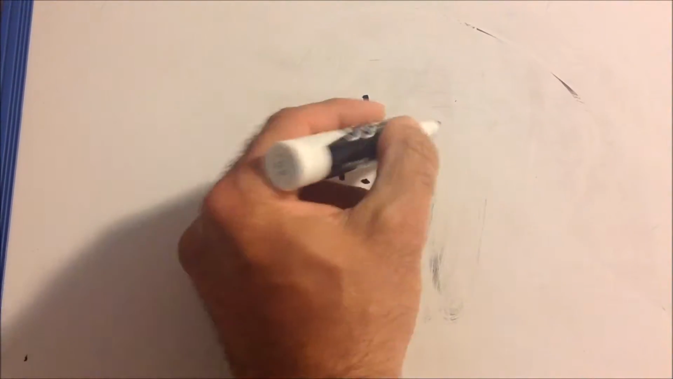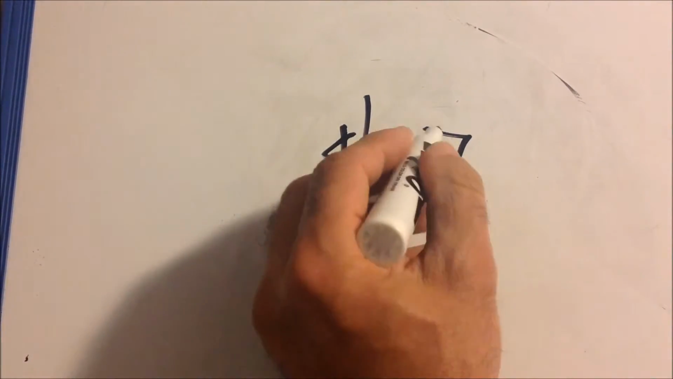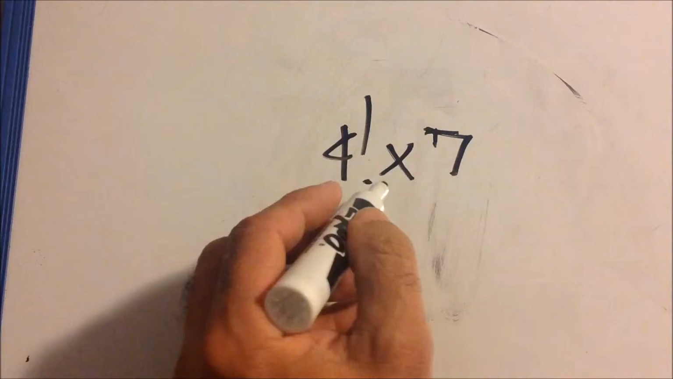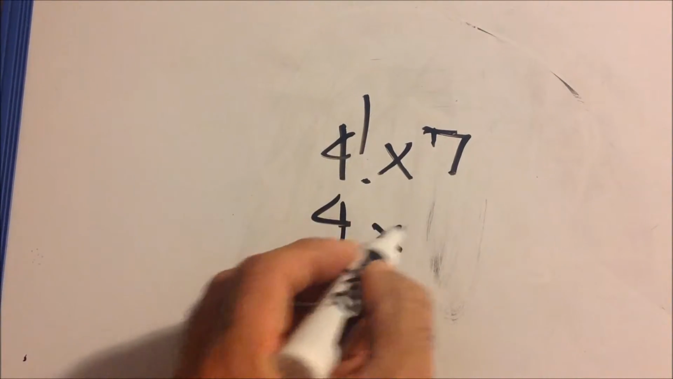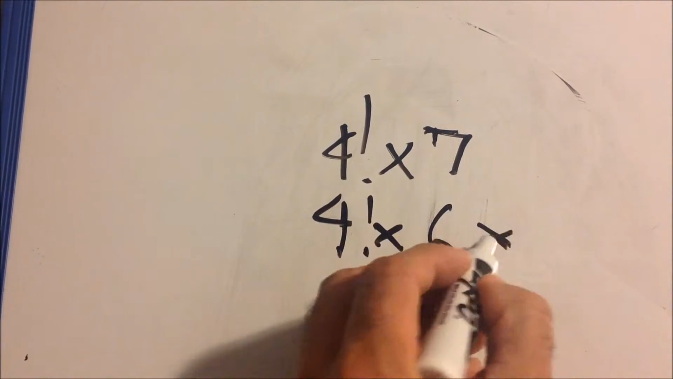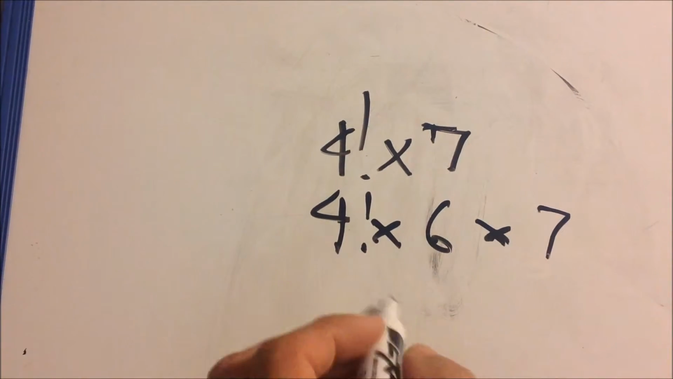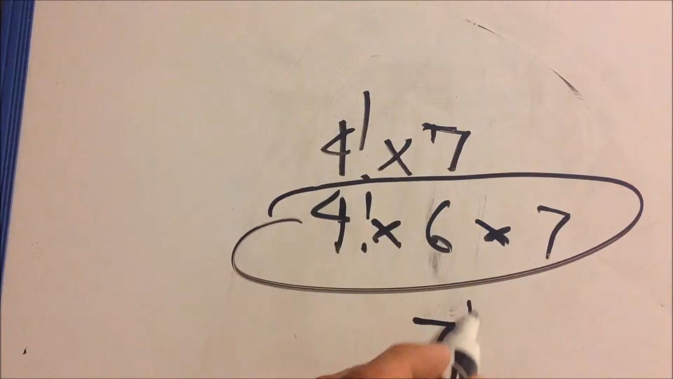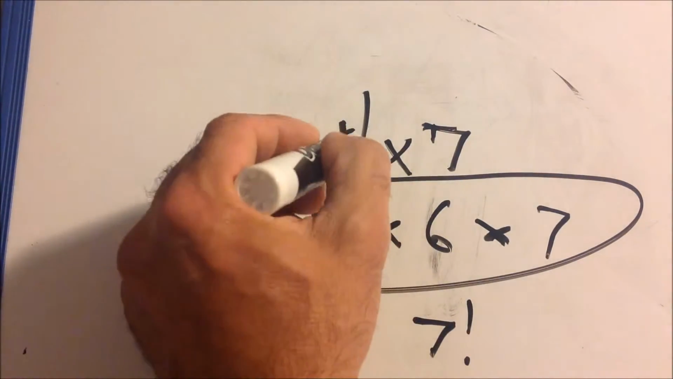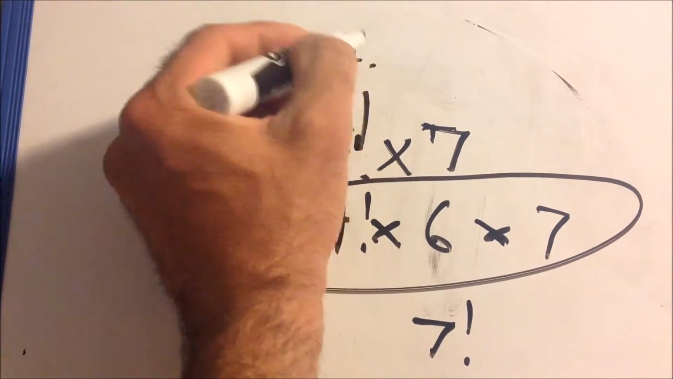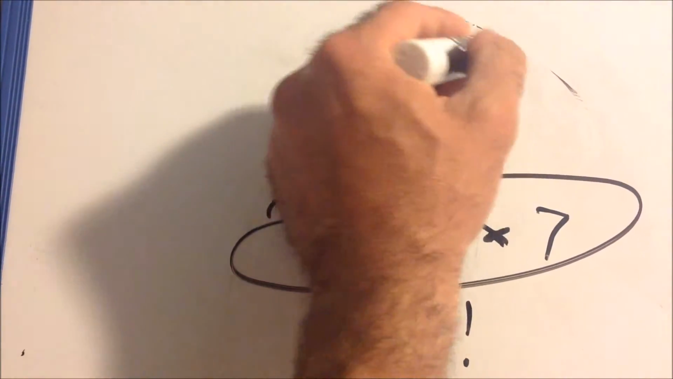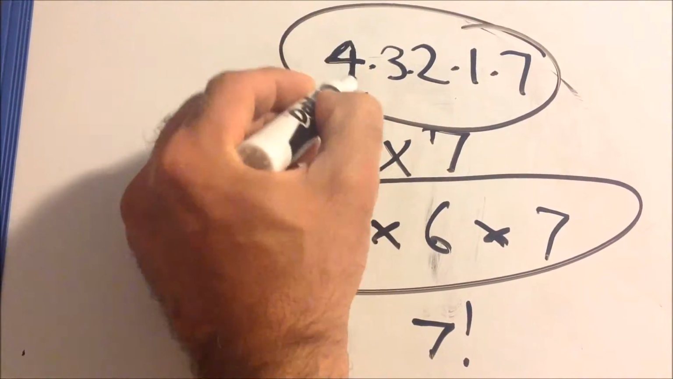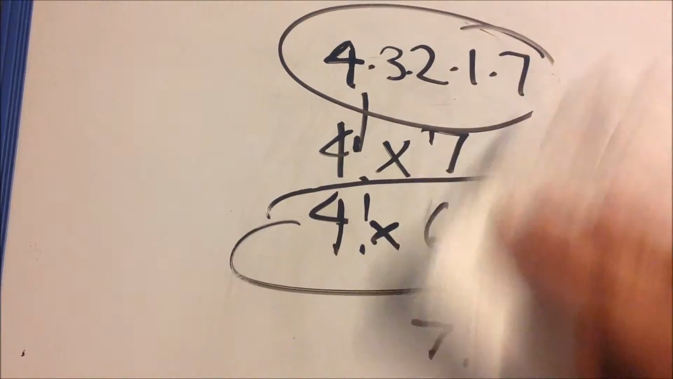Or let's do one more. 4 factorial times 7, though, is not 7 factorial. So there's a difference between this and this. This one, the bottom one, would be 7 factorial. But the top one would be just 4 times 3 times 2 times 1 times 7. So that's the factorials. You need factorials when we're talking about permutations and combinations.